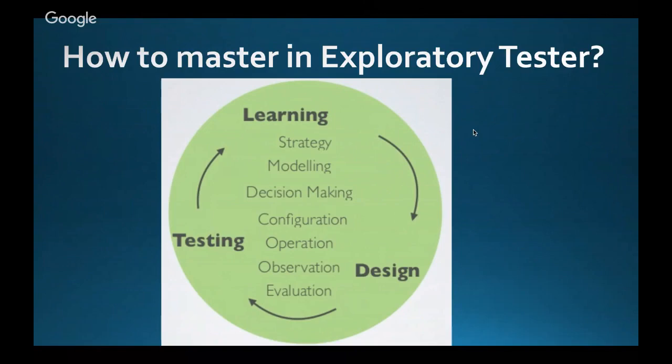Learning includes making up the strategy and design, learning about the software, what your test approach should be, what kind of scenarios you are going to perform, any modeling structures, decision making, configuration, and what kind of operations you are going to perform. Then while testing, you observe what you are getting, evaluate those observations, and give feedback. Depending upon the feedback, you perform these three things again: learning, designing, and testing.